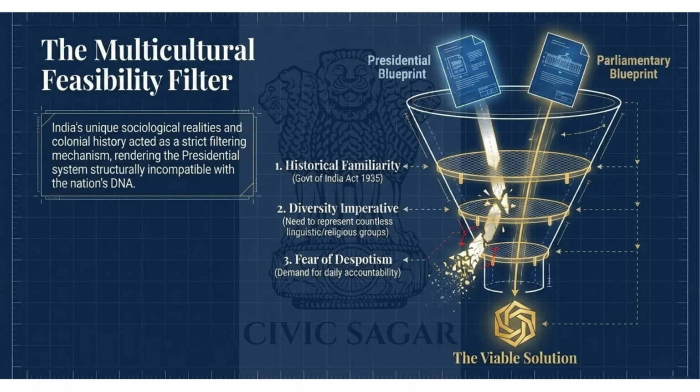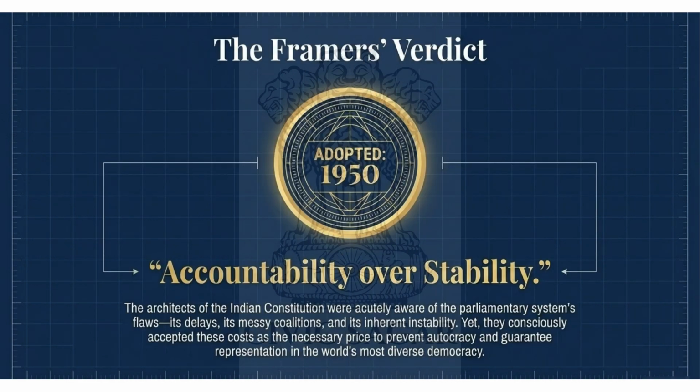When India's unique social realities were run through this engineering filter, the choice became crystal clear. The presidential model shattered against the realities of India's complex DNA. First, India already had deep historical familiarity with parliamentary operations via the Government of India Act of 1935. Second, its sweeping diversity demanded a framework where dozens of distinct linguistic and religious groups could share power simultaneously. Finally, having just broken free from colonial rule, a deep fear of despotism made a system of constant, daily accountability absolutely non-negotiable. In January 1950, the verdict was officially sealed.